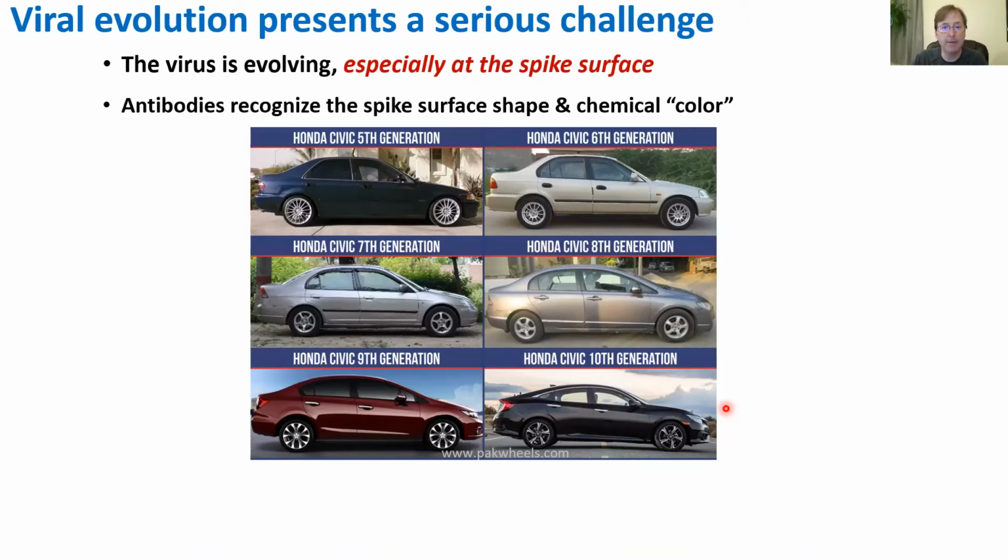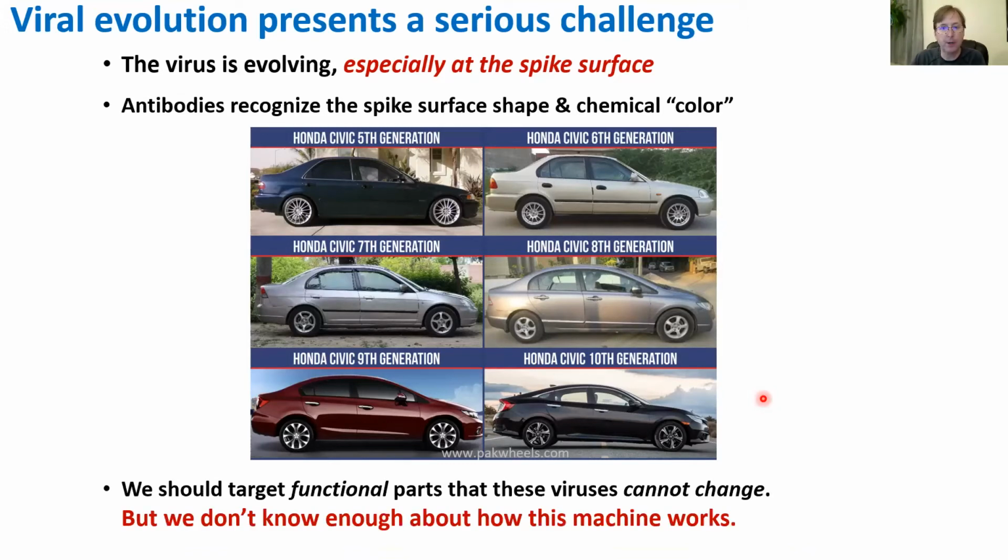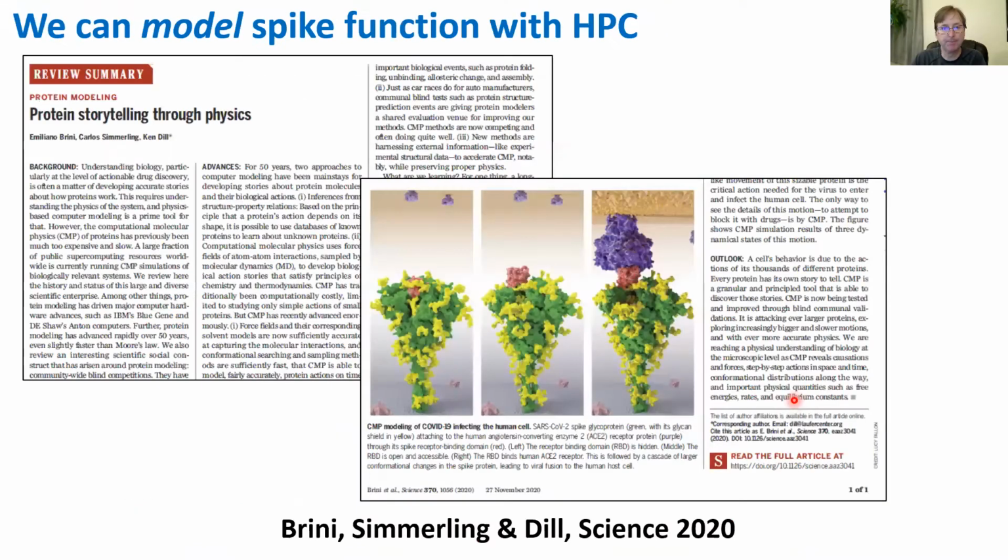So we need the same information about these viruses and about the spike in particular. What are the functional parts? How does it carry out its job as a machine? And how might we interfere with that in a way that would be very difficult for it to change? And so that's our goal, is to study the spike and understand how it works in enough detail that we can find targets that are difficult for it to change. We do this with a combination of physics and high-performance computing.